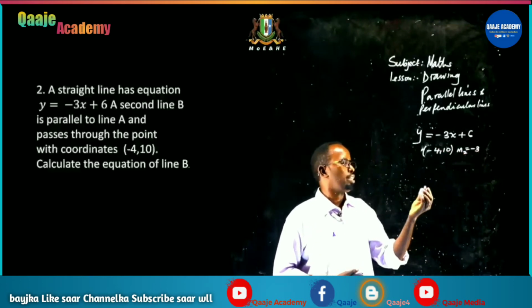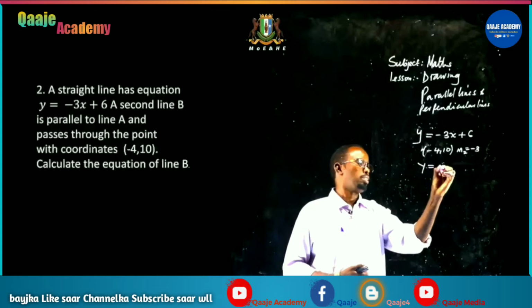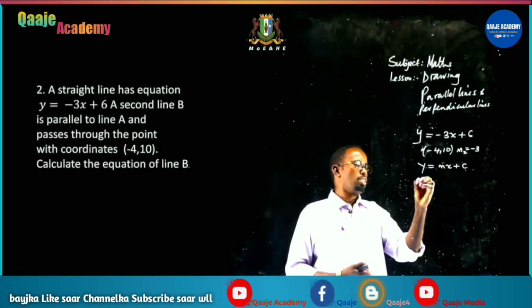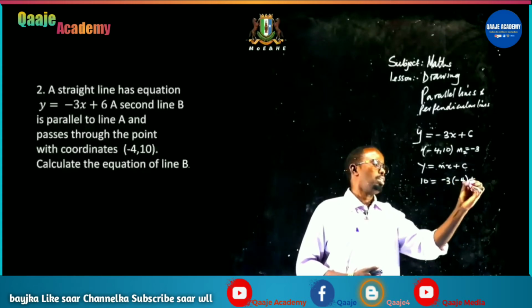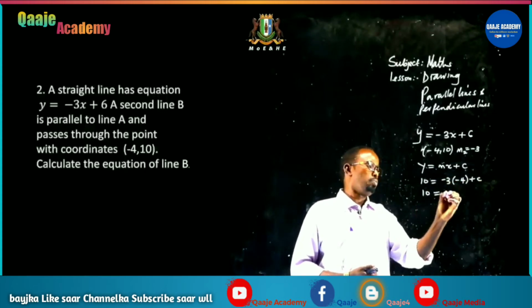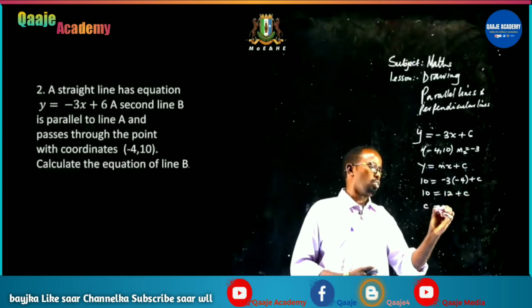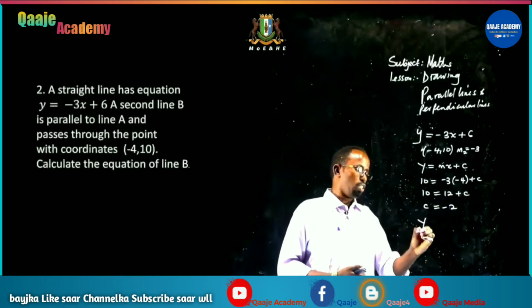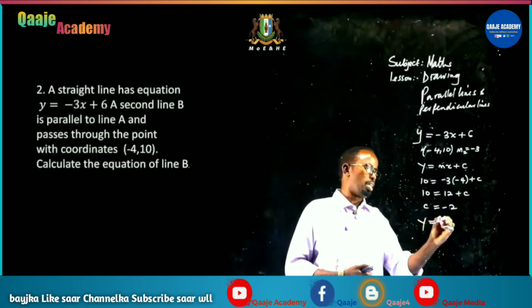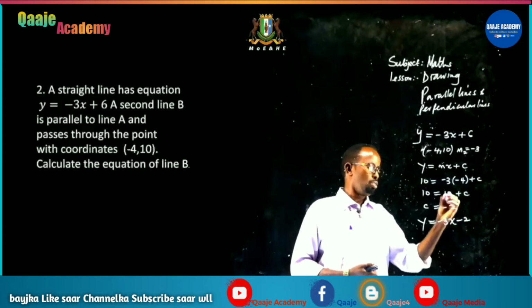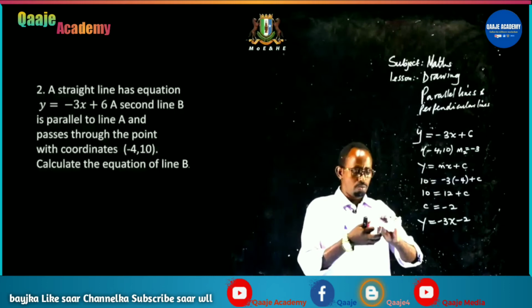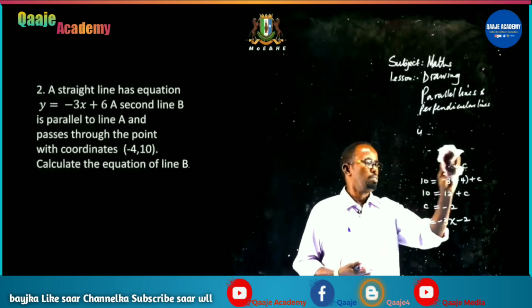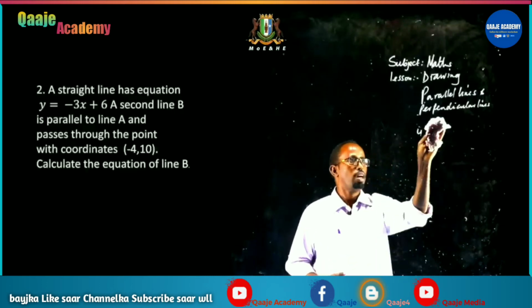So therefore, just write the equation. Just say y is equal to mx plus c. So this is 10 is equal to minus 3, bracket minus 4, plus c. Therefore, 10 is equal to 12 plus c. Therefore, c is equal to minus 2. The equation of the second line will be y is equal to minus 3x minus 2. So that is the equation of line B.